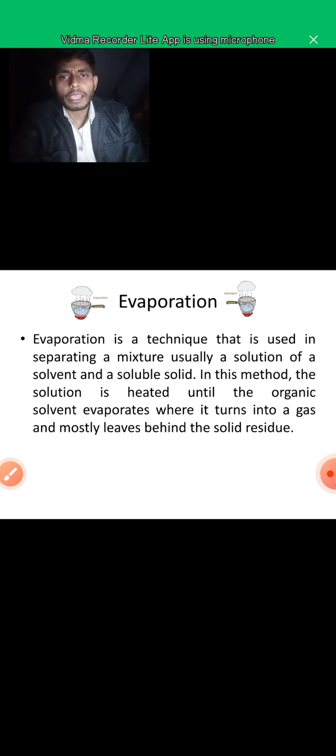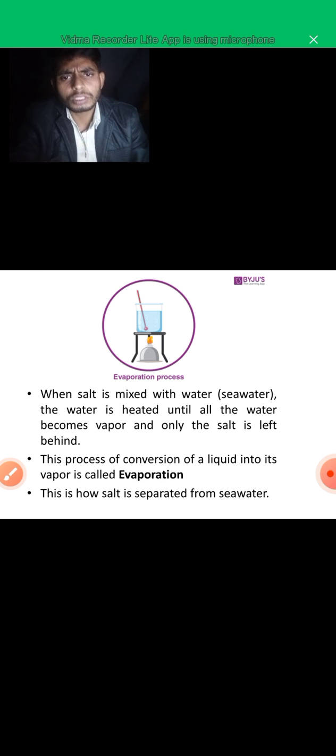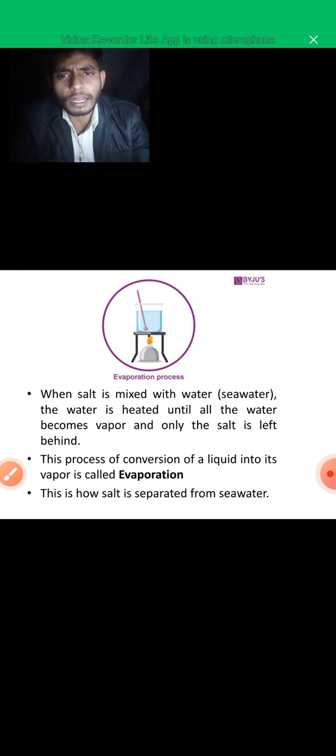And next topic is the evaporation. Evaporation is the technique that they use for the separating of the mixture, usually a solution of solvent and soluble solid. It's the method of the soluble heated of the organic solvent. Evaporation is the gas of mostly solid reduced. The example of the water and salt. Water and salt is the mixture, the best example of the evaporation.